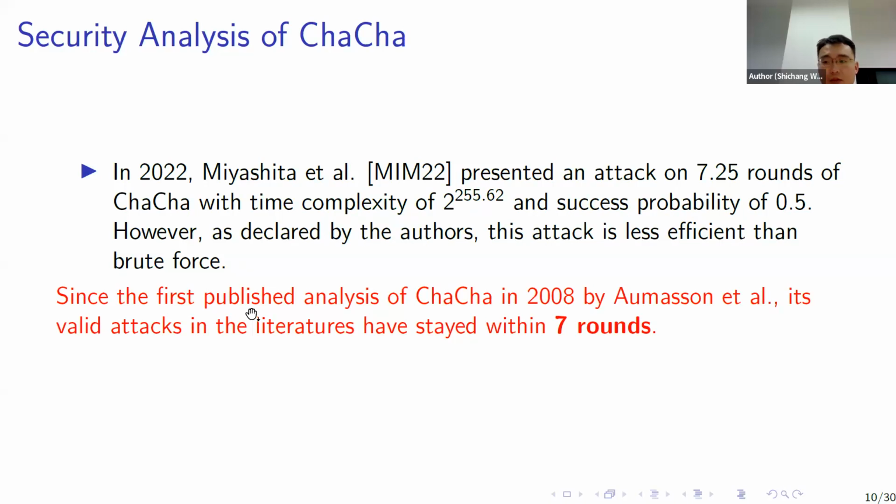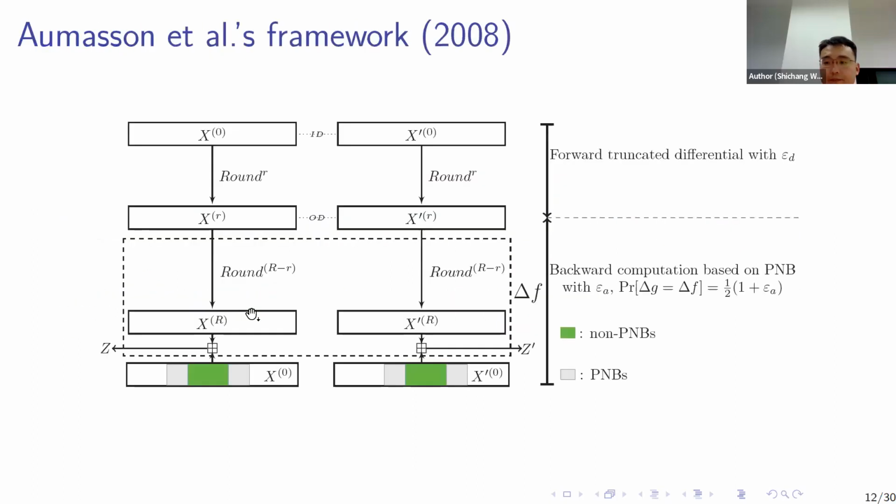However, as declared, this attack is also less efficient than brute force. In short, since the first published analysis of ChaCha in 2008, its validated target in the literature has stayed within 7 rounds. Finally, it's our attacks.